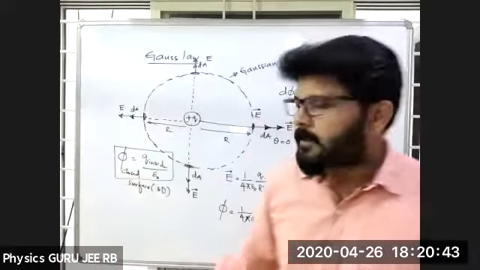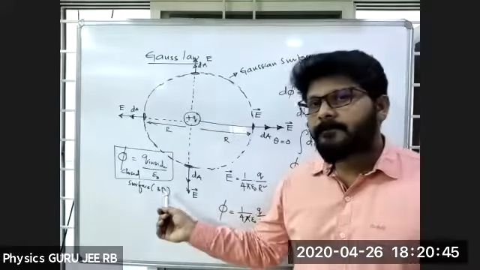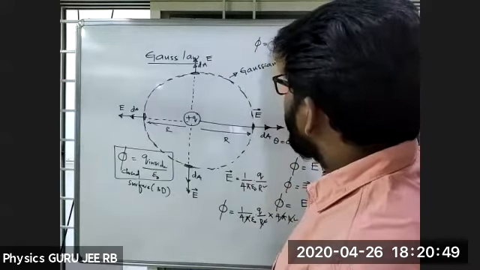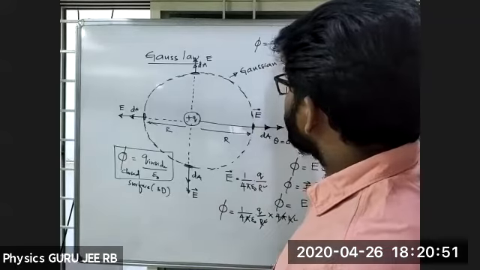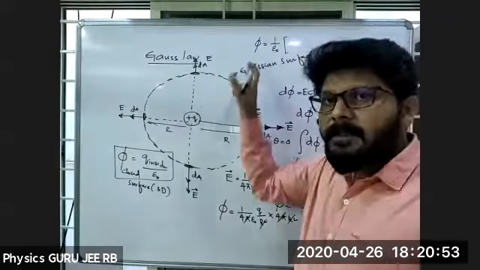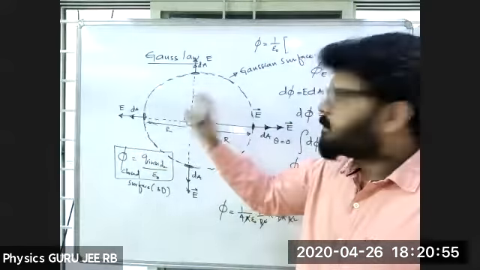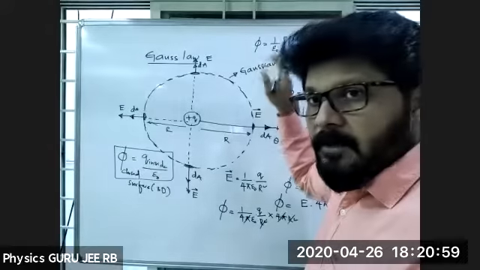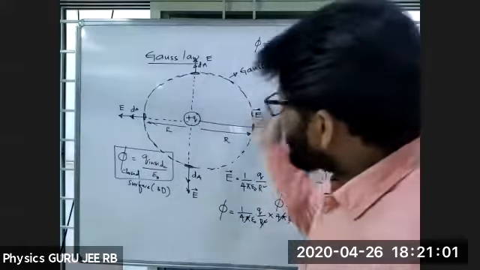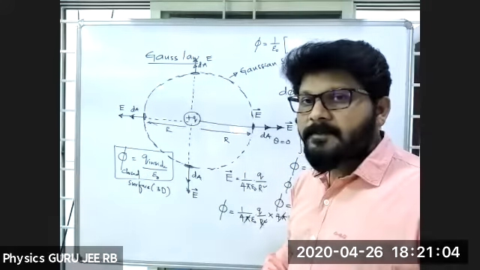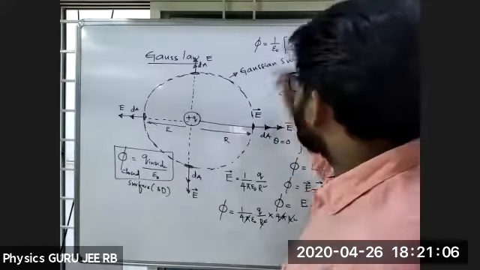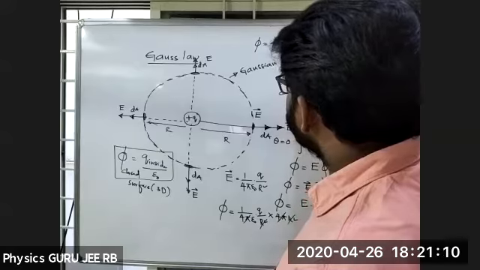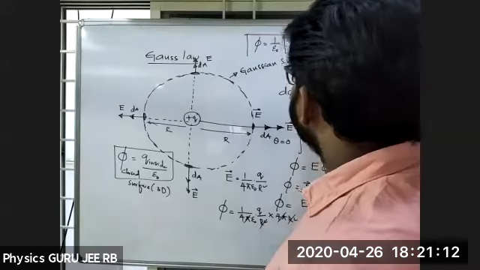So how to define Gauss law now? Gauss law is nothing but flux phi equal to 1 by epsilon naught times the flux linked with the closed surface. Flux linked with the closed surface is 1 by epsilon naught times the charge enclosed in that particular surface. That is nothing but the charge inside the surface. That is nothing but Gauss law.